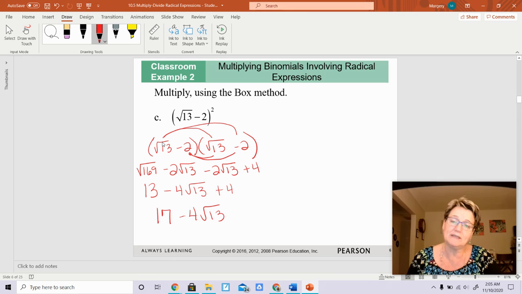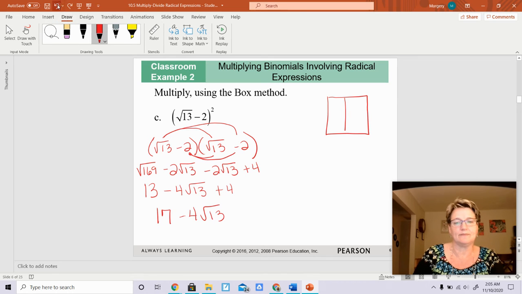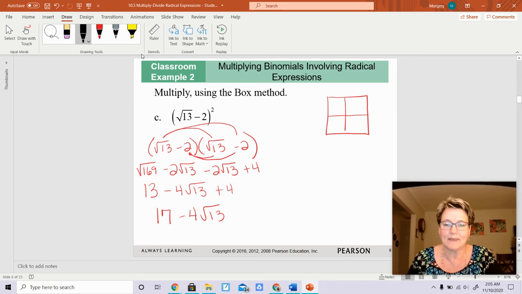Now, once again, if you want to use the box method, you're more than welcome to use the box method. So here is the box method. Trying to make it look even. All right, so what I'm going to do is this. I have the square root of 13 minus 2 here, square root of 13 minus 2 here, because you have 2 of them. So the square root of 13 times the square root of 13 is the square root of 169, which is 13. Negative 2 times the square root of 13 is negative 2 square roots of 13. Negative 2 times the square root of 13 is negative 2 square roots of 13.